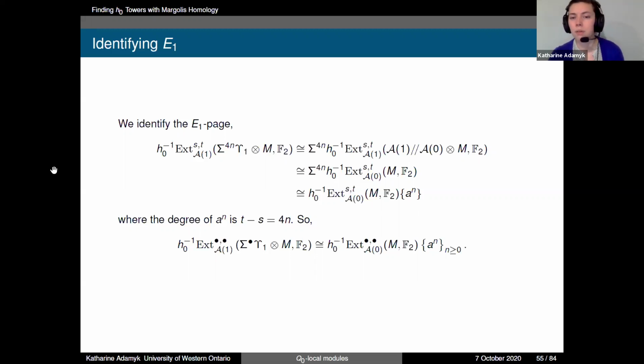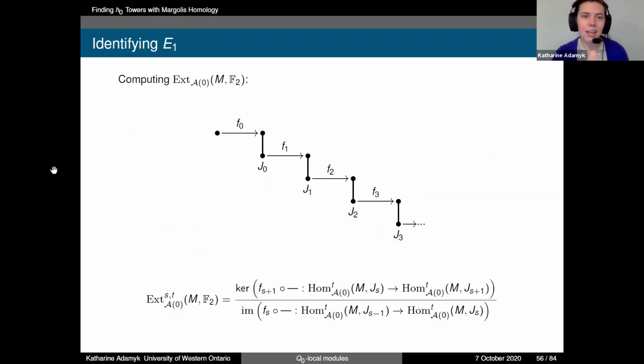Okay, so that's the first step in identifying the E1 page. And now we want to compute Ext over A naught. This is pretty easy. You can construct an injective resolution of F2 over A naught just by this picture. So nothing super complicated happens in this injective resolution. So we know Ext over A naught of M is supposed to be the kernel of composing with our structure maps here, F s plus 1, mod the image of F s.